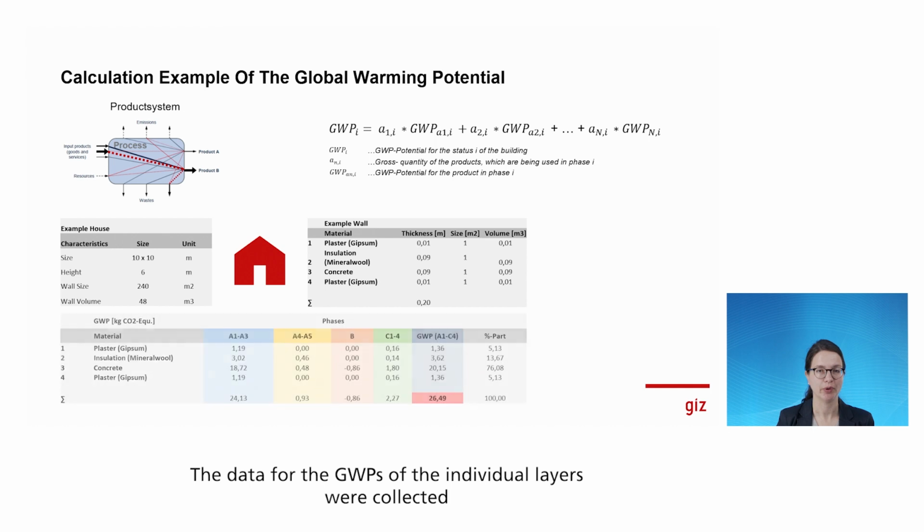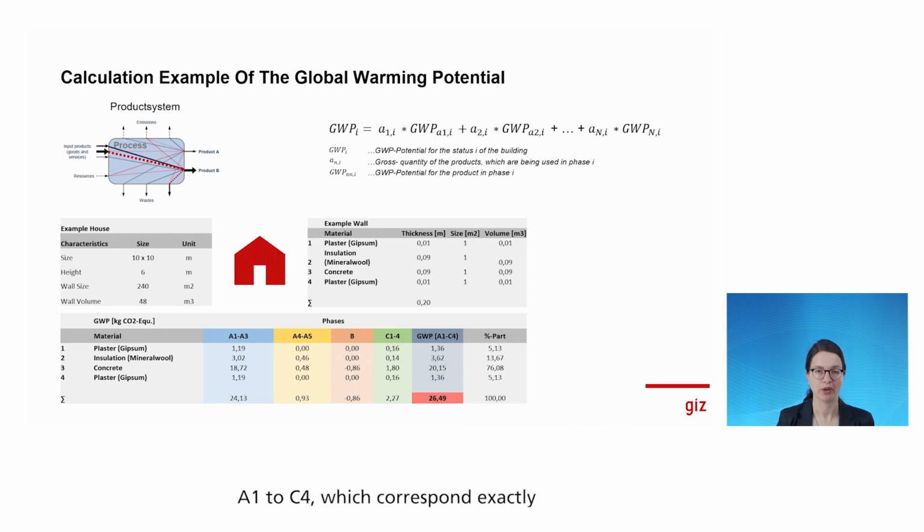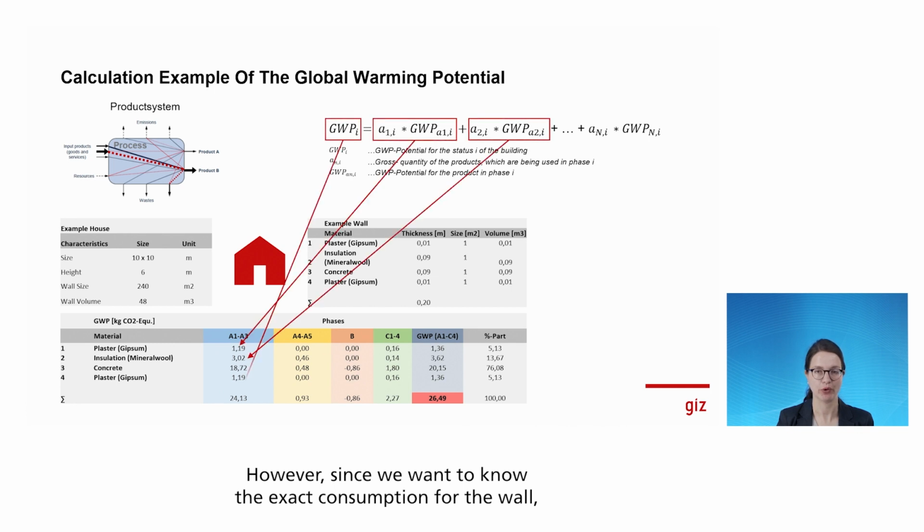The data for the global warming potentials of the individual layers were collected in a database and entered into the respective life cycle phases A1 to C4, which corresponds exactly to the production phase, the use phase, and the end-of-life phases. These global warming potentials have already been converted to a functional unit, cubic meter, which represents the material reference quantity. However, since we want to know the exact consumption for the wall, the value is multiplied by the proportional volume of the building component layer. If we now add up all the CO2 consumed, the result is a total global warming potential.